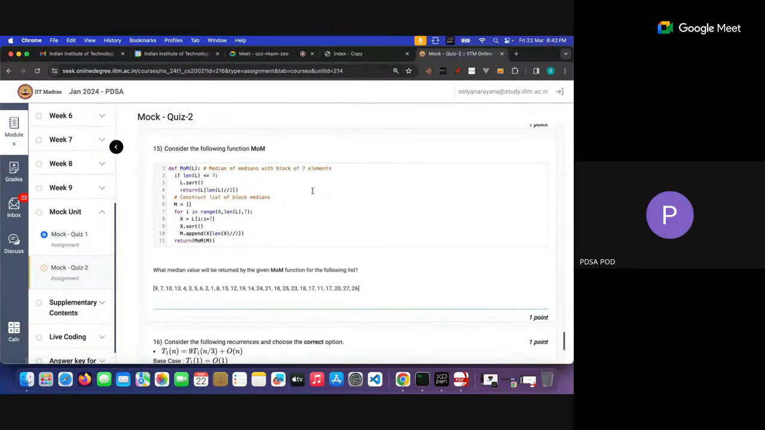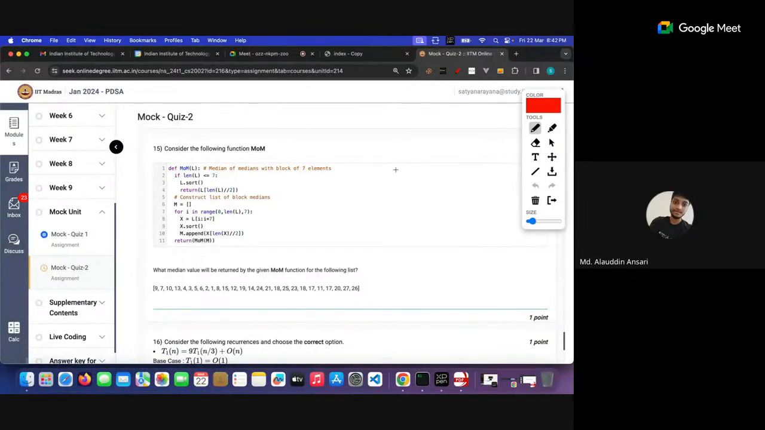Yeah, so this is median of medians. When do you use median of medians? Basically, it is used for a faster quicksort. You know quicksort? Sometimes quicksort has poor performance because of a bad selection of pivot. To improve it, we go for the median of medians. Is it right? Yes.